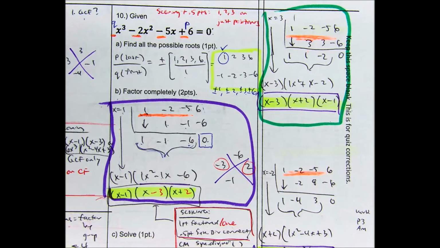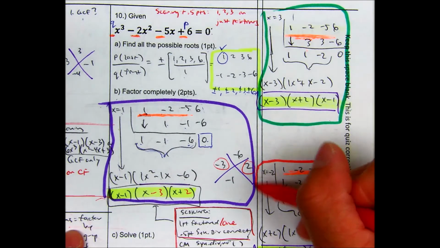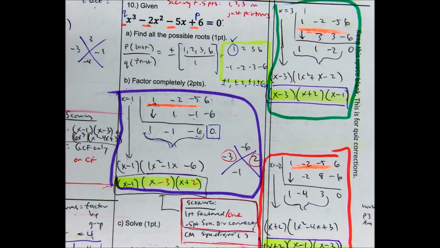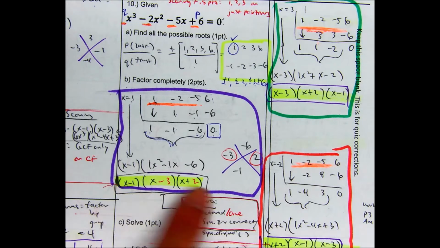Does that make sense? Or you could have done this one in red. So you didn't need to do all of them. All you need to do is find one that works. So this is what you needed for factoring completely. Now, a common mistake was the next part.